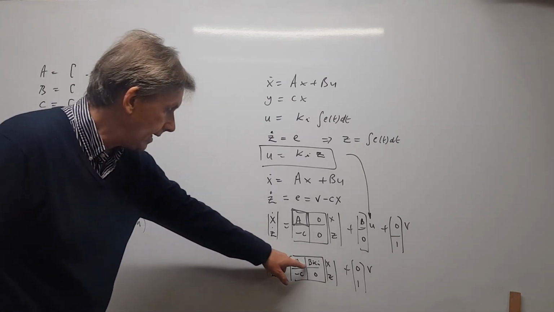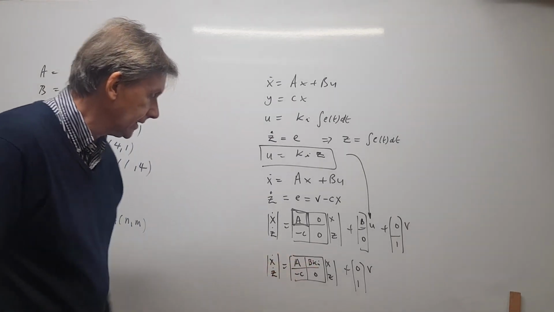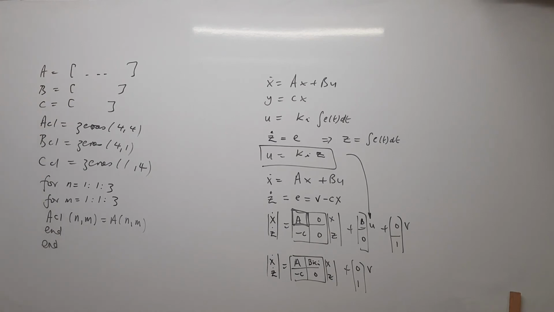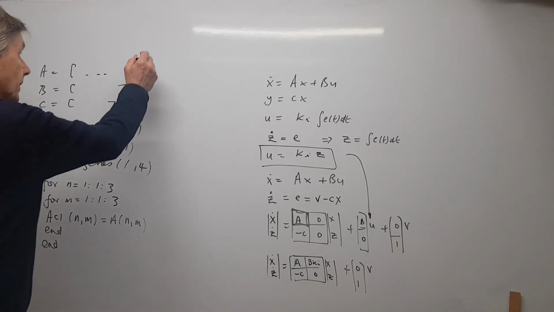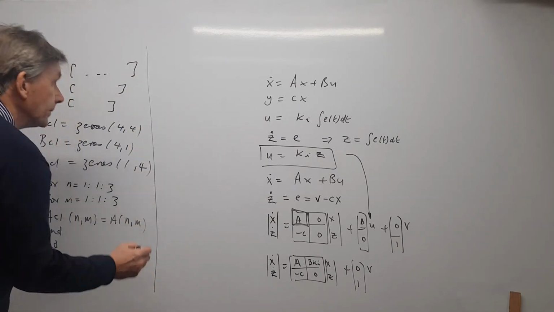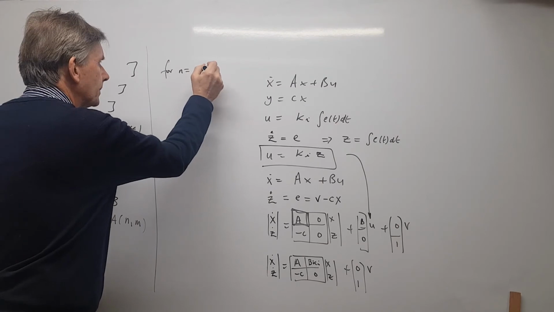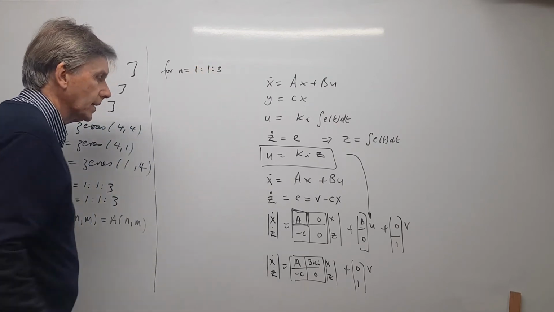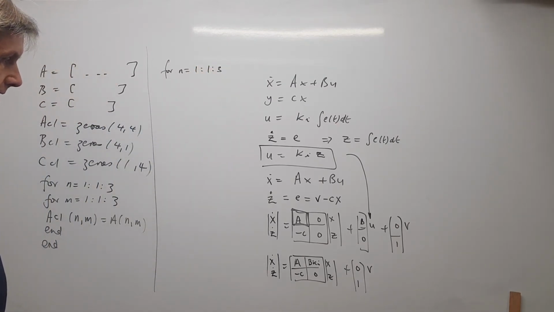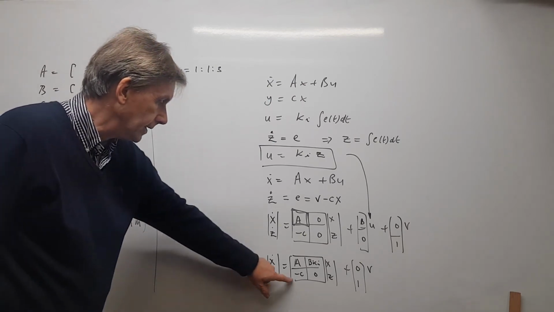I need the BKi in here now and the minus C in there. So I can do that with some more for loops. So we draw a line down there. So I can say for n equals 1, step 1 to 3, because the size of these is 3. And this is ACL now.